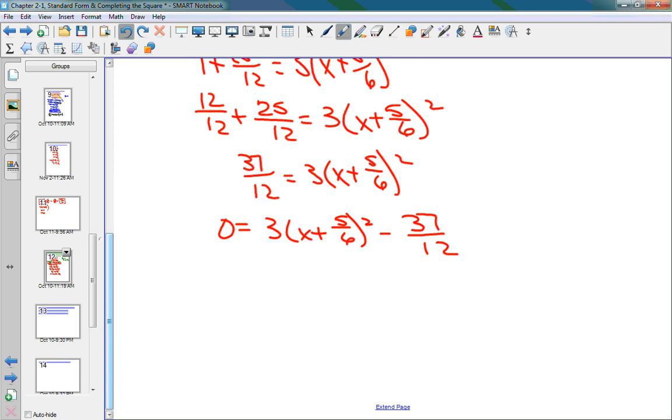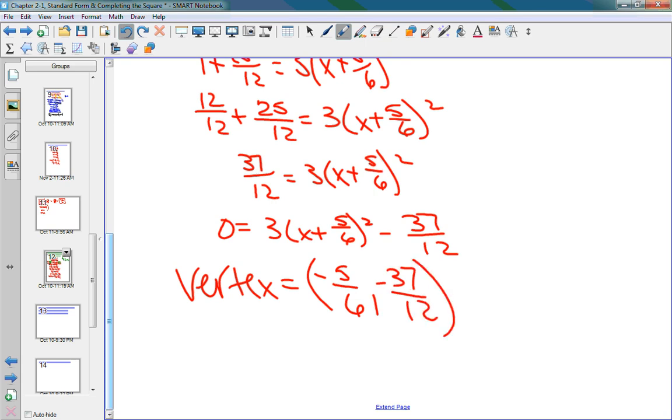So what's my vertex? What is it? -5/6 because I would technically be going to the left, and I'm going down. So that gives me -37/12.